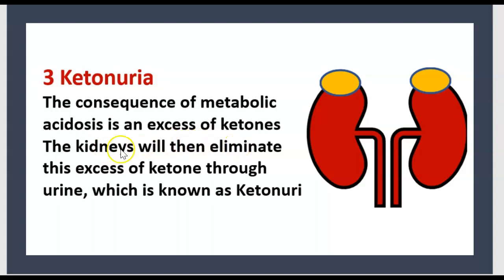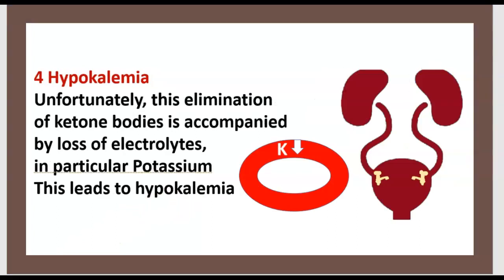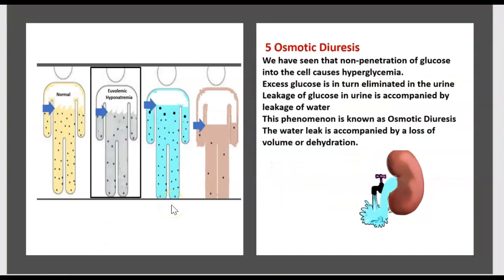The kidney will then eliminate this excess of ketone through urine, which is known as ketonuria. Unfortunately, this elimination of ketone bodies is accompanied by loss of electrolytes, in particular potassium. This leads to hypokalemia.